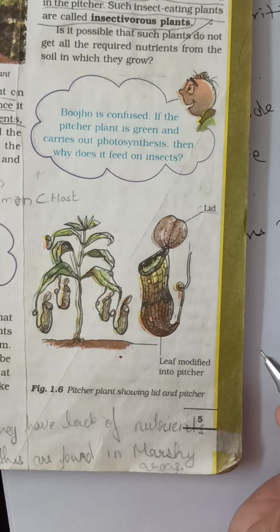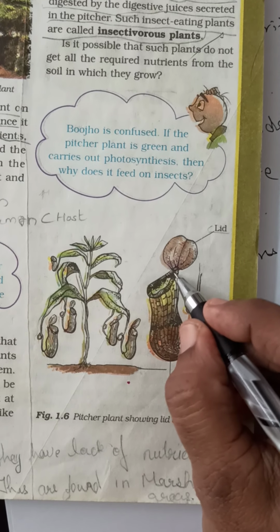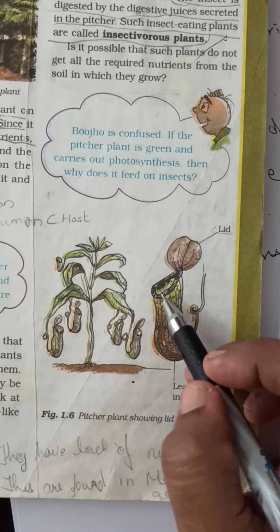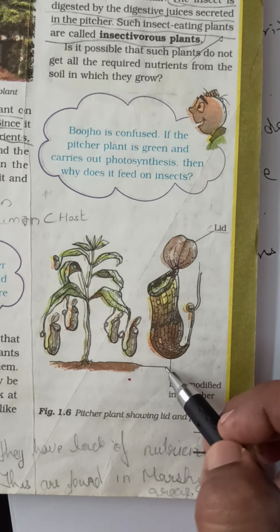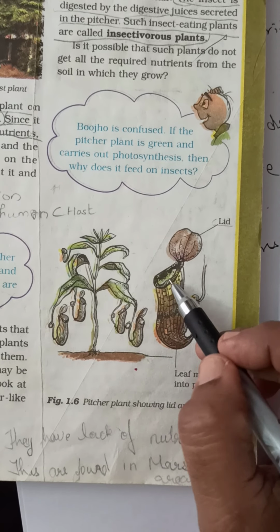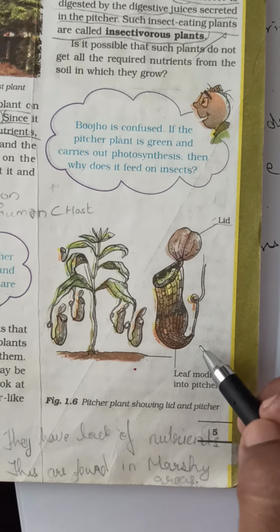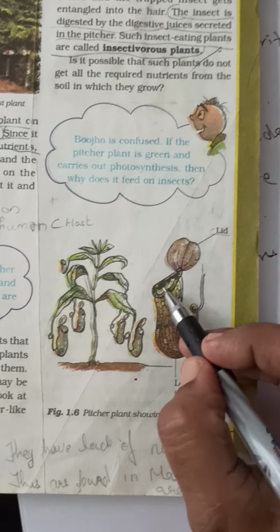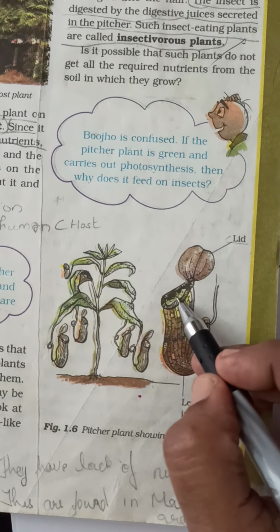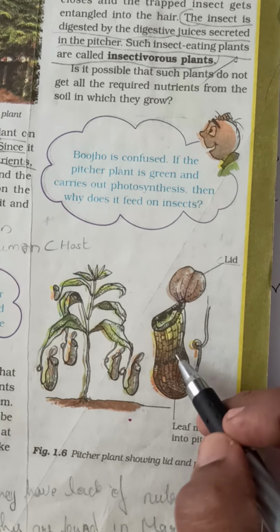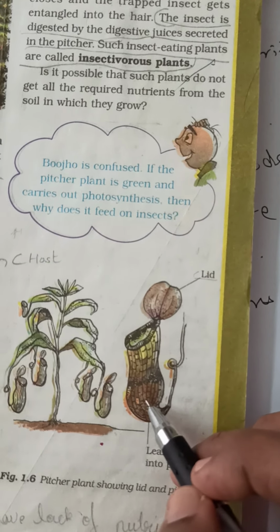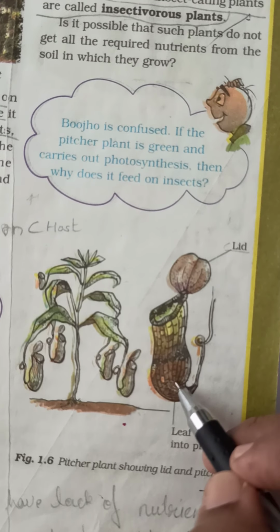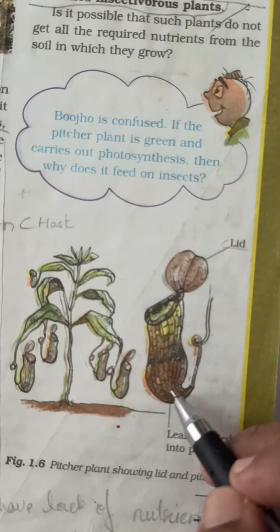Some bags are there like this, and at the tip of this pitcher one lid is there. The lid can close this vessel. Actually, some hairs are there in this pitcher. The hairs are directed to the inner portion of the pitcher. Some insects come here because of some smell or something like that. The insect comes like this, and it is directed to the inner portion of the pitcher, and there the insect gets digested by the digestive juices secreted inside the pitcher plant.